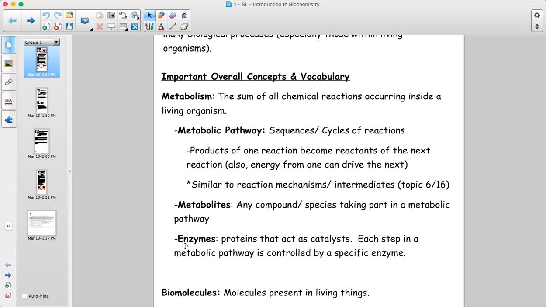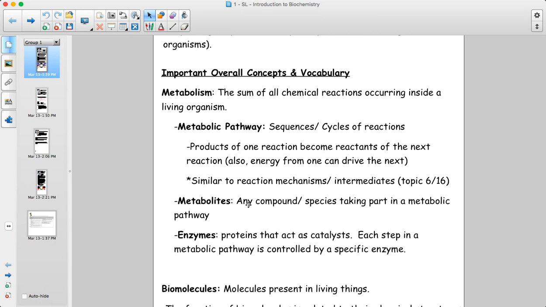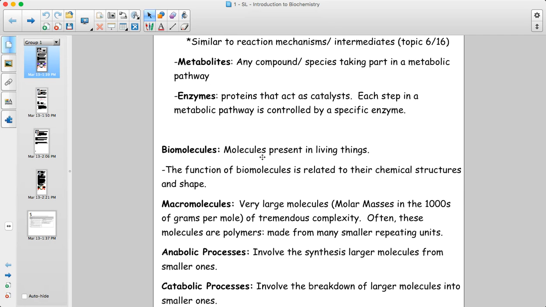an enzyme. An enzyme is a protein that acts as a specific biological catalyst that's highly specific for one step of the metabolic pathway. So these are sequences of reactions that could be as many as 50 reactions long to get from a point A to a point B, and each step is controlled by an enzyme. Metabolites are compounds or species that take part in the metabolic pathway. Those could be the intermediates, for example, or they could be the initial reactants. But the metabolic pathway is a biological term for a sequence of reactions that are controlled by enzymes to get you from a point A to a point B.